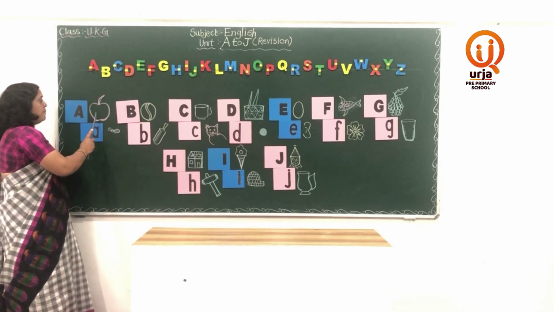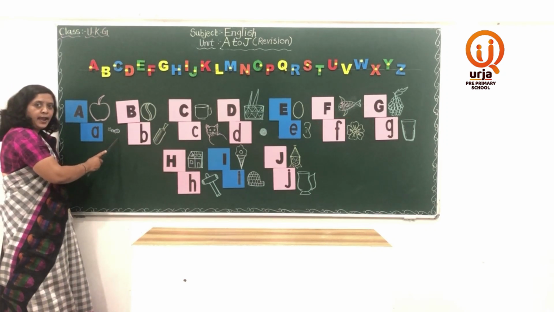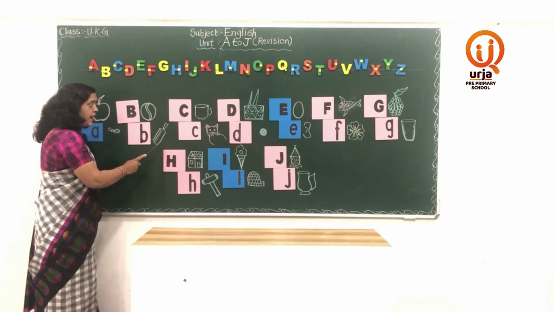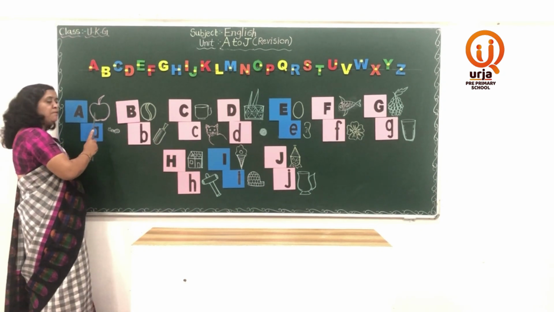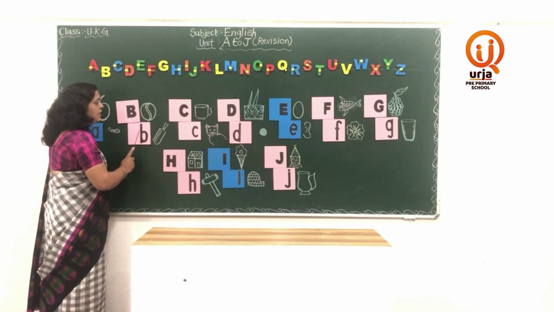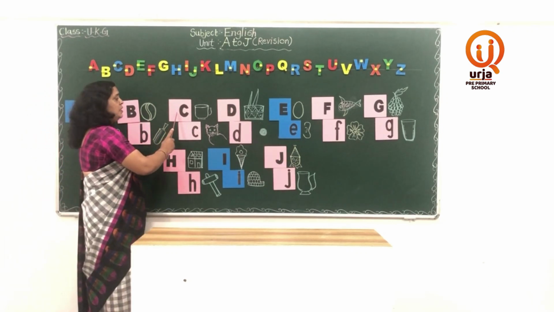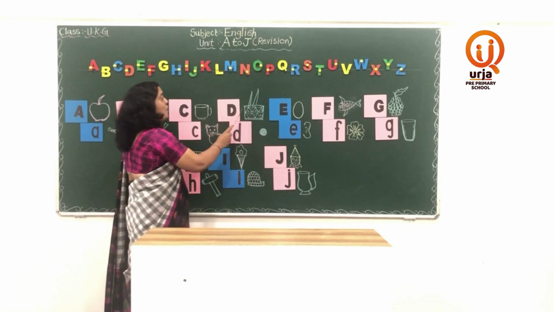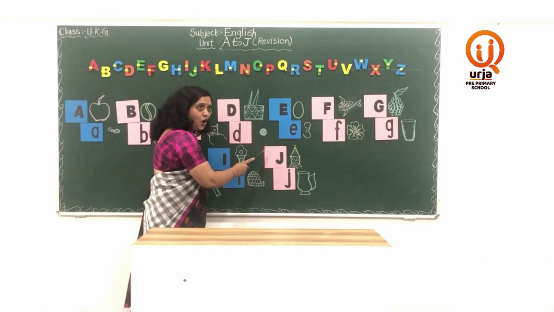A for apple and A for ant. B for ball and B for bat. C for cup and C for cat. D for drum and D for dog.